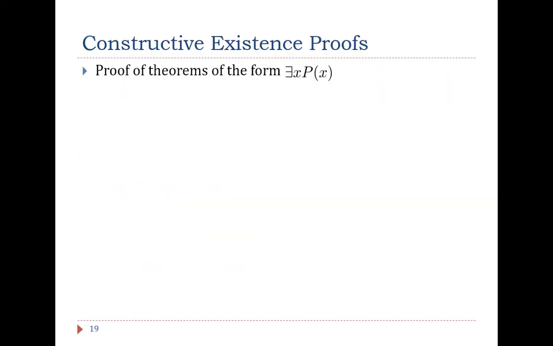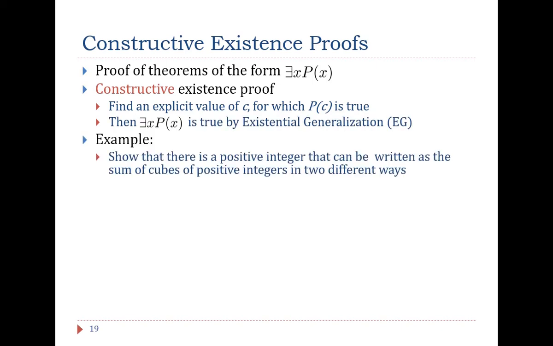Another type of proof is the constructive existence proof. Sometimes your theorem is just about the existence of a certain instance. For example, show that there is a positive integer that can be written as the sum of cubes of positive integers in two different ways. So you have to find a certain number such that you can write it as a cubed plus b cubed and as d cubed plus c cubed.